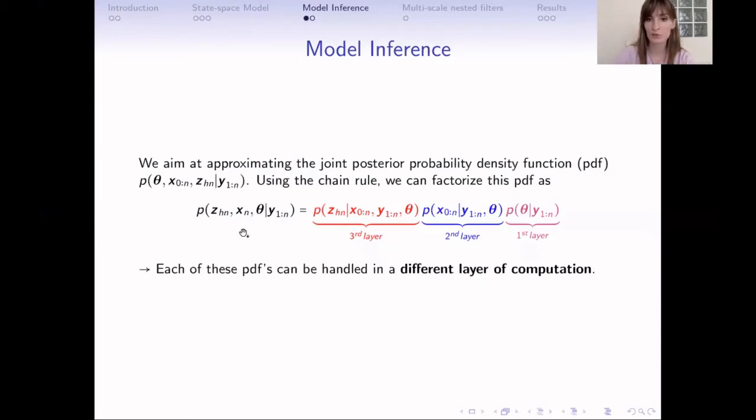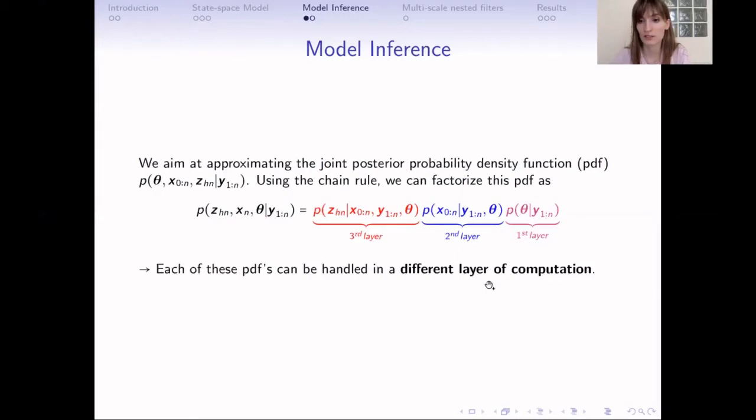and we use the chain rule to factorize this PDF. Having three different PDFs, we can handle them in different layers of computation. So for example, we can compute the posterior of the parameters in the first layer, the posterior of the slow state variables conditional on theta in the second layer, and the posterior of z conditional on the slow states and the parameters in the third layer.